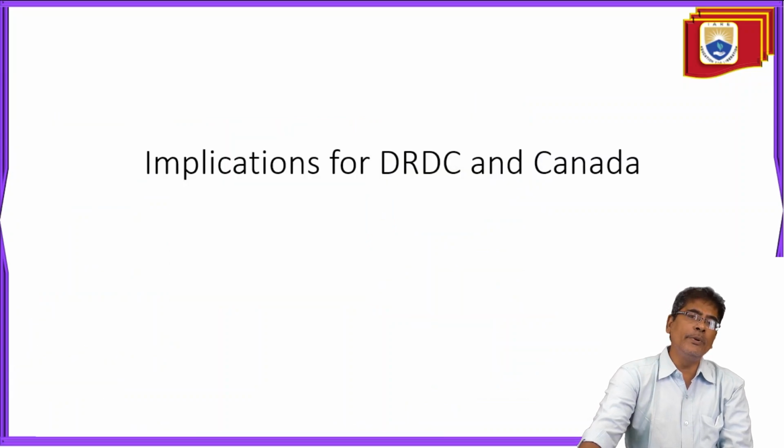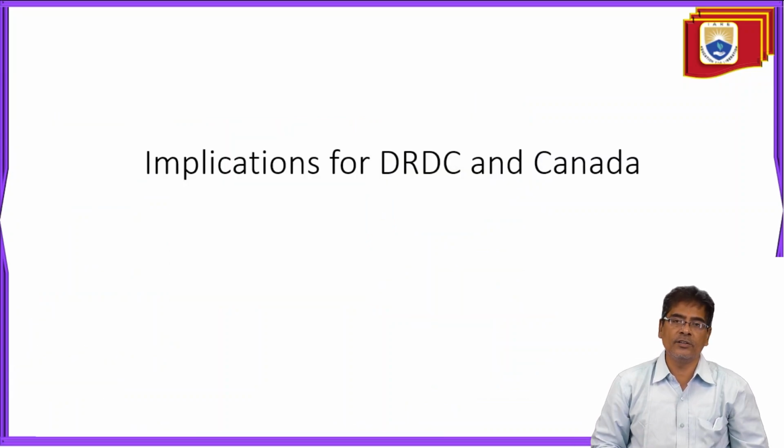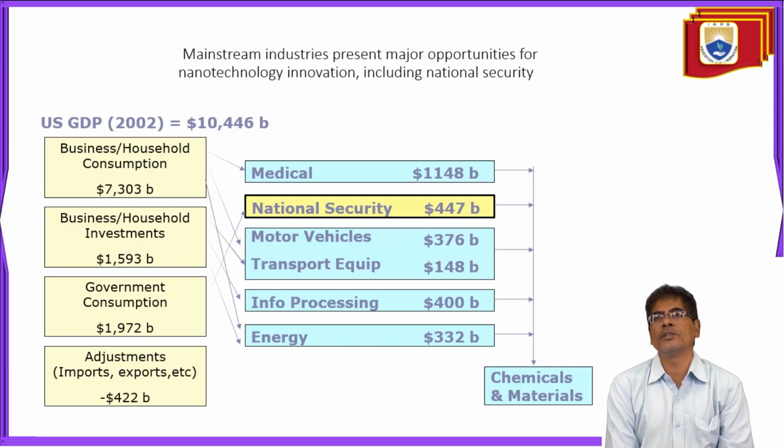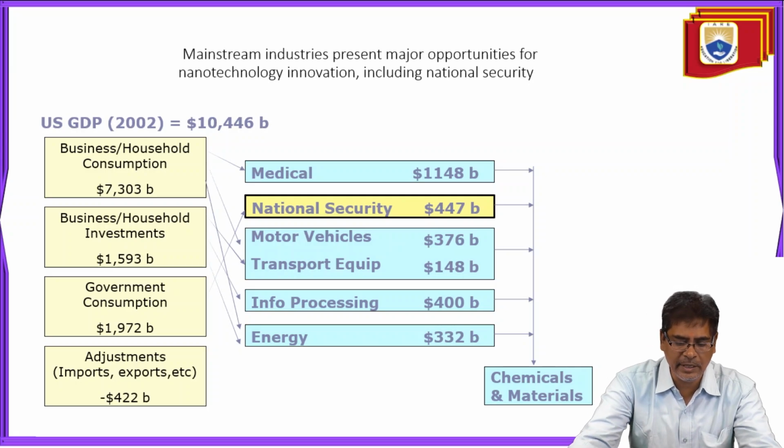So what are the implications? The implications of military applications for DRDC and Canada, right? Mainstream industries present major opportunities for nanotechnology innovation, including national security, right? US GDP in the year 2002 was approximately $10,446 billion, right?